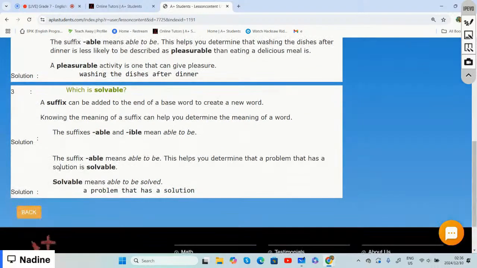All right. And one more, and then we're going to our test. So we need to say which is more solvable. If you look at the word solvable, firstly we said able means able to be or capable of. So now if we say which is solvable, things that can be solved or that is able to be solved.